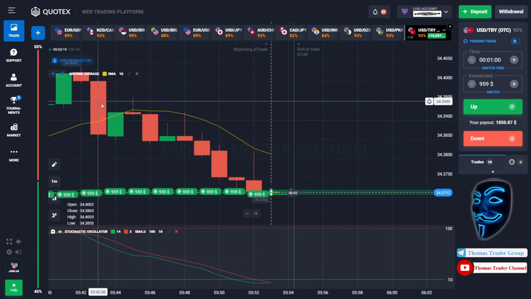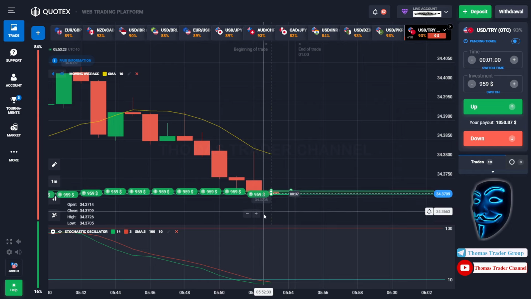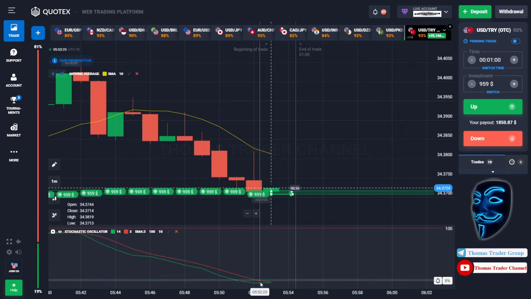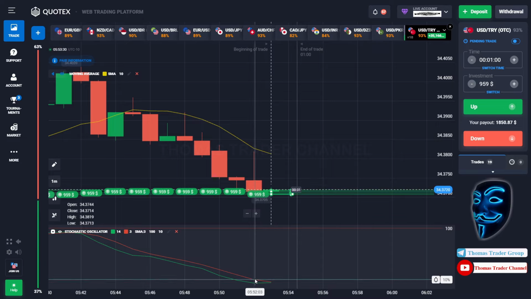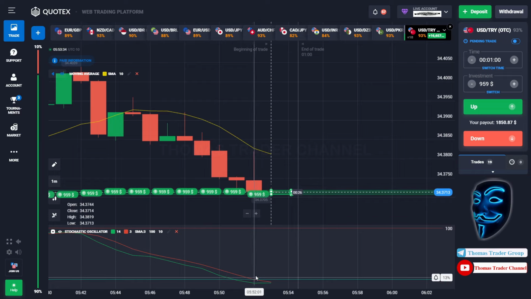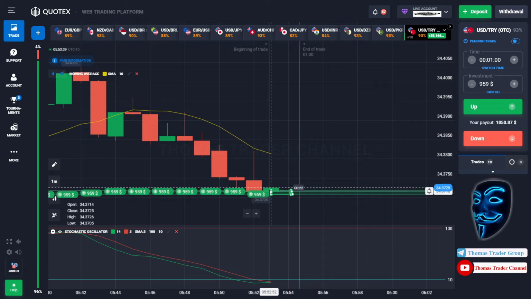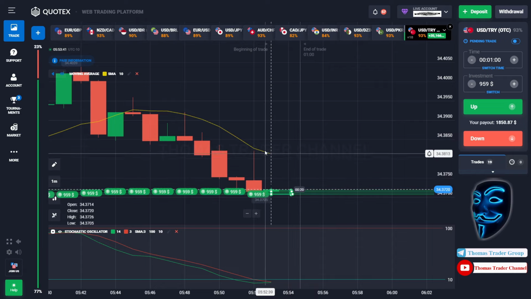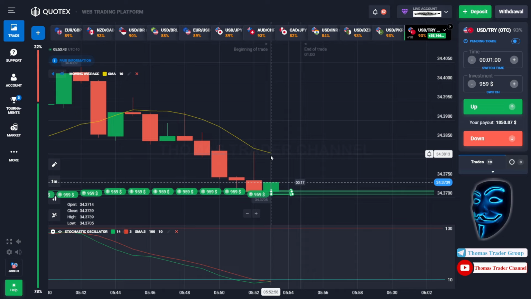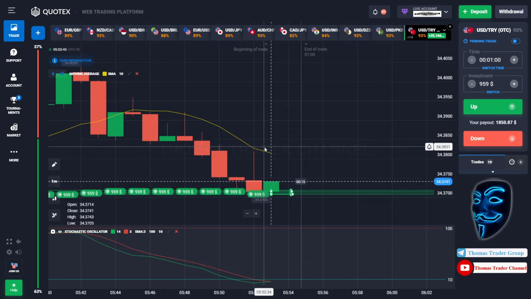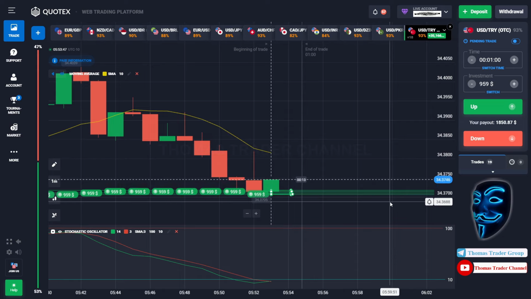As you can see, the market is going bearish. But the market has already touched the oversold area. When the market touches the oversold area, the market will make a rebound. And the market will make a correction to the moving average line before it continues the bearish trend. Let's pivot and let's wait till the end of our trade.